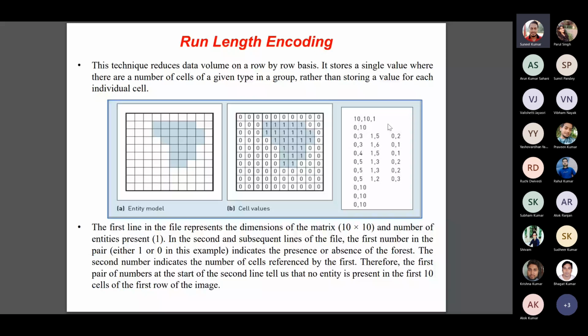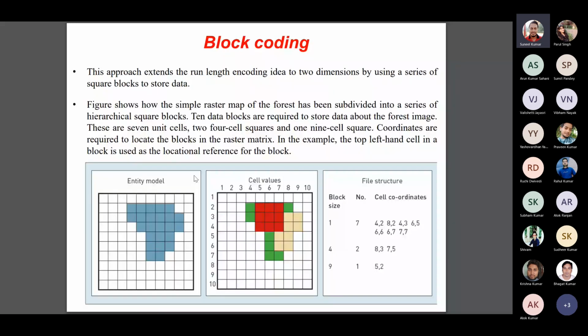ब्लॉक कोडिंग में ब्लॉक्स बनाए जाते हैं। ब्लॉक्स मींस 3x3, 2x2 इस तरीके के स्क्वायर बनाए जाते हैं जब हम लोग ब्लॉक कोडिंग करते हैं। यहाँ पर अगर आप देखिए ब्लॉक कोडिंग करते टाइम अगर लेफ्ट मोस्ट एंटिटी मॉडल को देखिए, वहां पर अगर आप कोई ब्लॉक बनाना चाहेंगे तो सबसे बड़ा कितने साइज का ब्लॉक बनेगा?